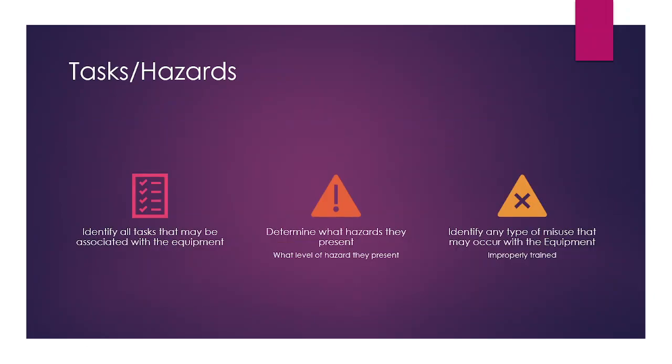So with that being said, then we would move on to understanding that our tasks and hazards are identified. So we identify, again, all tasks and hazards that are associated with the equipment, all of them that in any way, shape, or form could affect this equipment and how they're affecting the equipment. We determine what hazards are present and at what level they're present at. And we identify any type of misuse that may occur with the equipment.